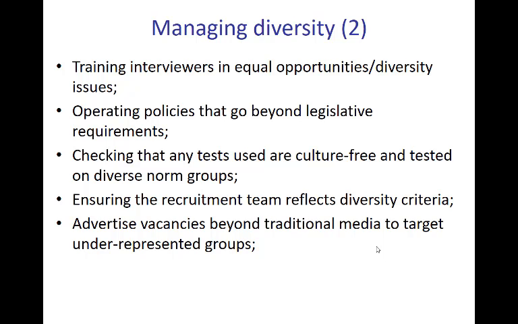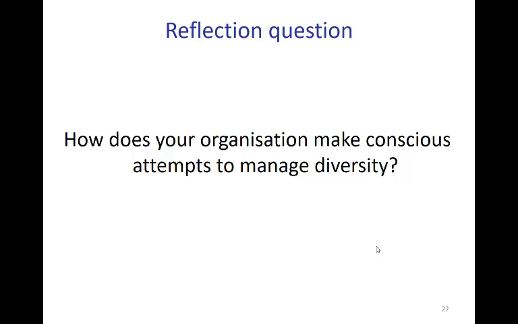Checking in that any tests used, like recruitment, etc., are cultural free and tested on diverse norm groups. That's to do with psychometric testing. Ensuring that recruitment team reflects diversity criteria, and advertising vacancies beyond traditional media to target underrepresented groups. So that's a lot of HR work that happens. But think about your own company in terms of how does your organisation make conscious attempts to manage diversity.